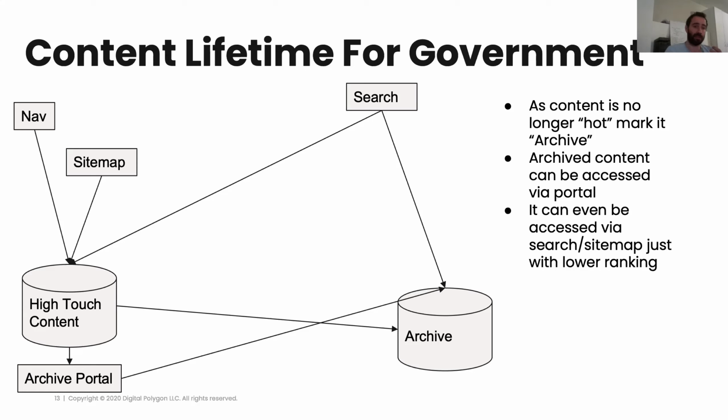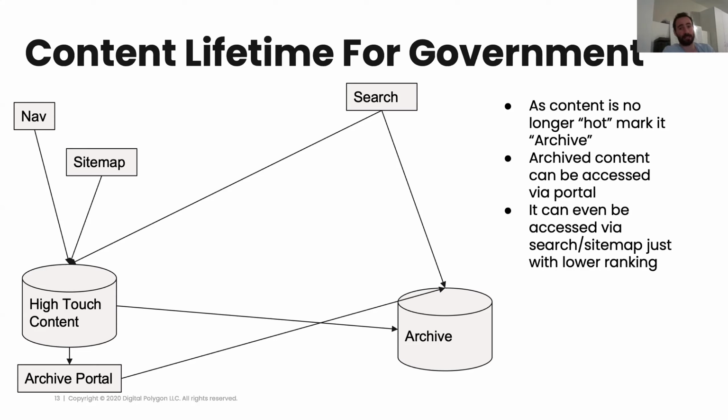So those are the things that you're going to put into your high touch content. You're going to elevate those in your navigation, your sitemap, and your search. The things that become less important, you can mark those in different ways. You can use taxonomies to say that they're no longer hot. You can mark it as an archive.